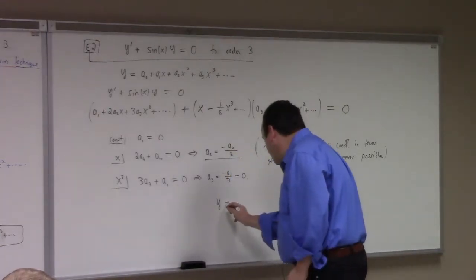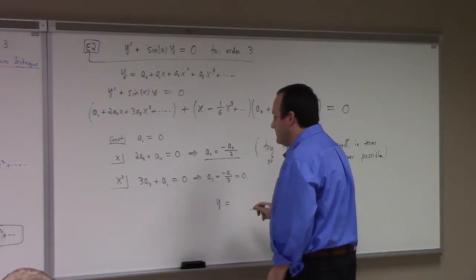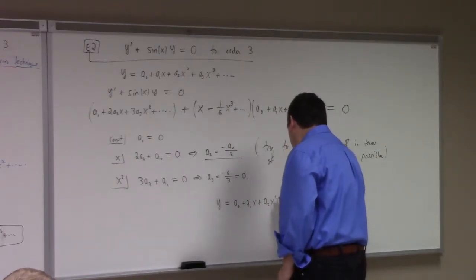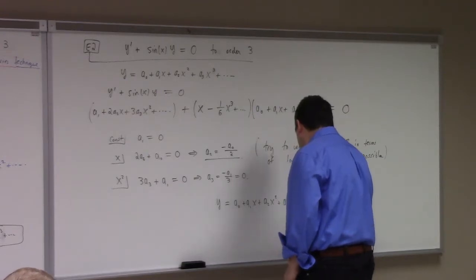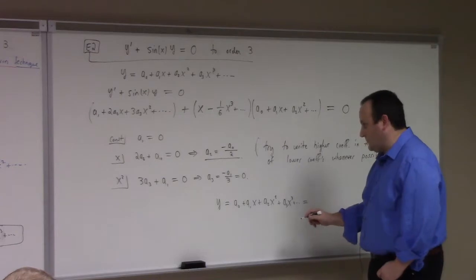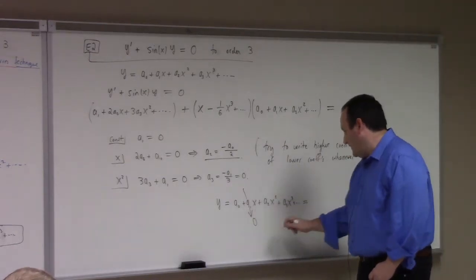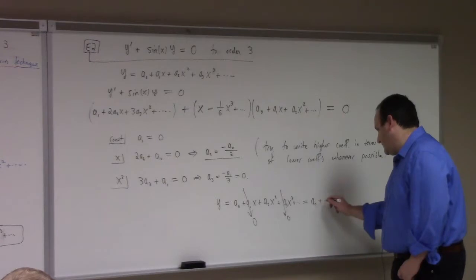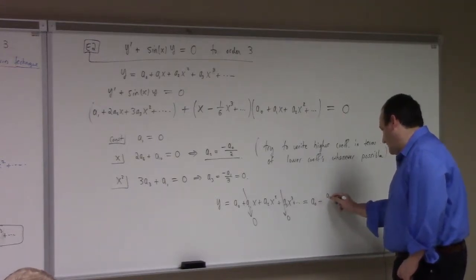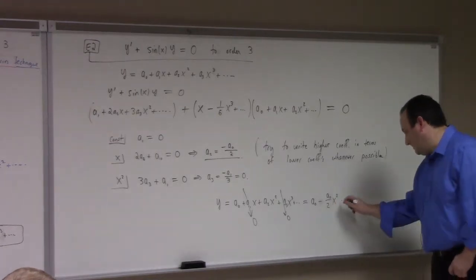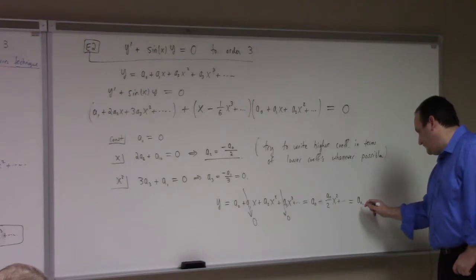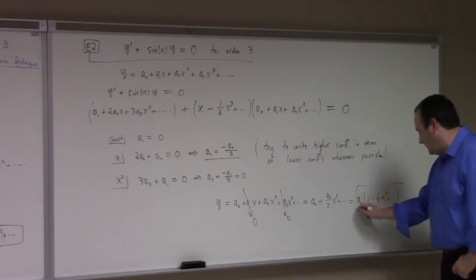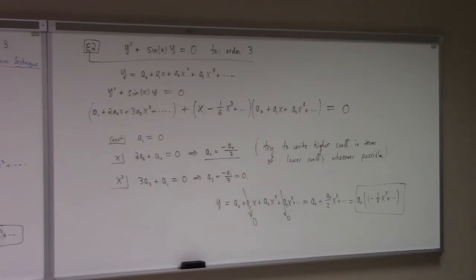All right, y equals a0 plus a1x plus a2x squared plus a3x cubed plus dot dot dot. Now, we have learned what? We've learned that a1 is 0. We've learned that a3 is 0. And we've learned that a2 is minus a0 over 2, so minus a0 over 2 x squared. So we can rewrite that: that's a0 times 1 minus 1/2 x squared, plus stuff. And there you go. That's the solution to order 3.